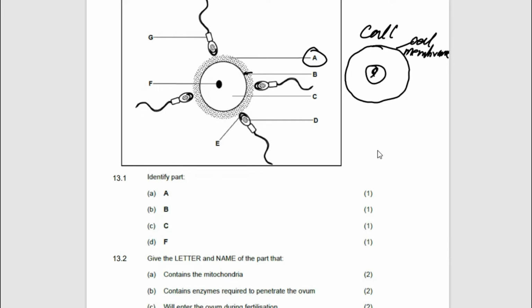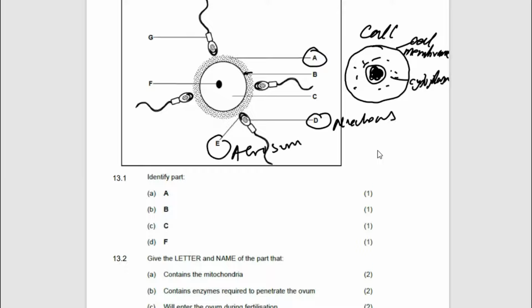So the nucleus is there. Remember, this is an animal cell. Therefore, B becomes the cell membrane. What is C? C, you have the fluid there, which we call cytoplasm, the fluid of the cell. And then what is D? D, you see that is the nucleus of the sperm. And then what is E? E is the acrosome. And then what is F? F is the nucleus of the ovum. And then what is G? G is the middle piece.